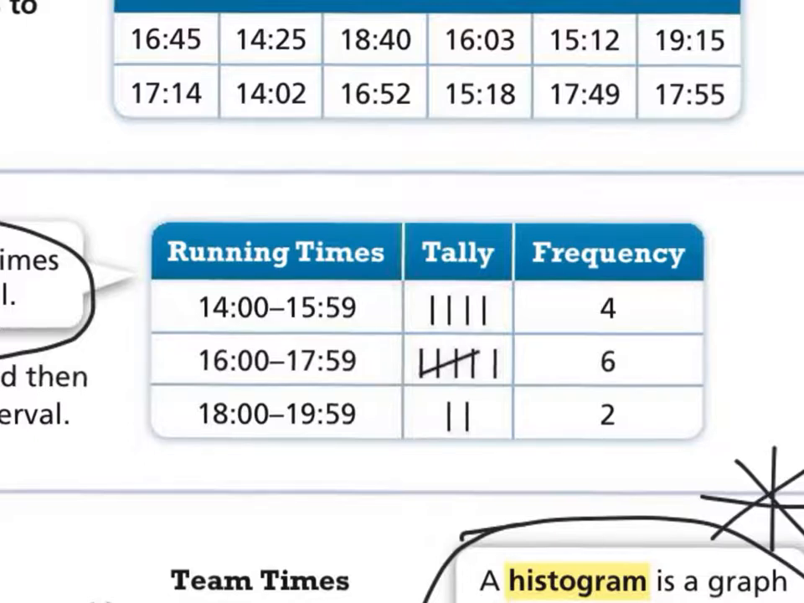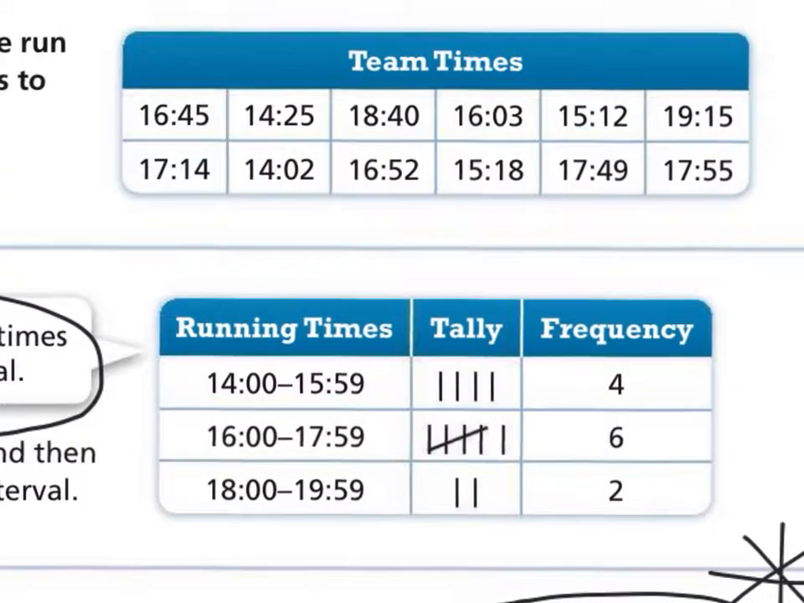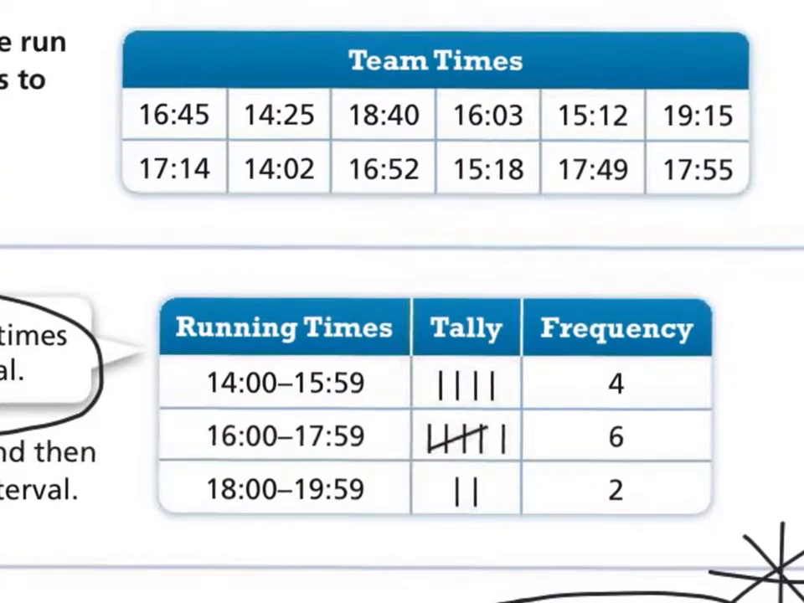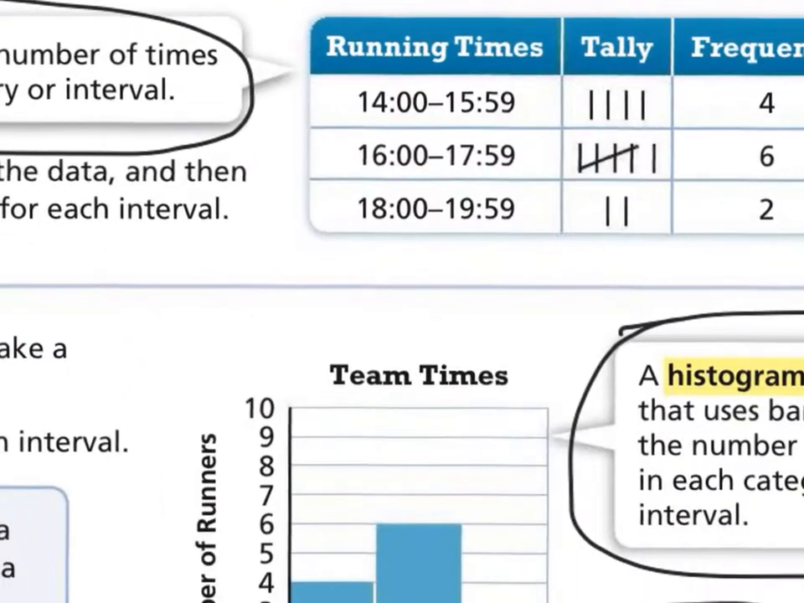Okay, what they do then, the tally marks, that's just how many times that happened. Each time you see a number, put a tally mark. And then the frequency is just how many tally marks we had in that group. So 4 people, it took them 14 to 15:59. 6 people took 16 minutes to 17:59. 2 people, it took 18 minutes to 19:59.